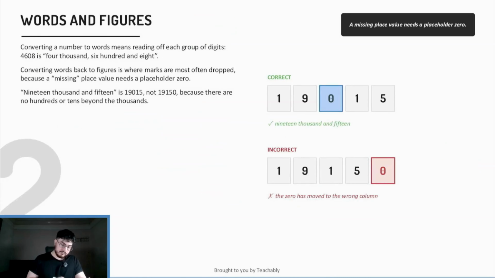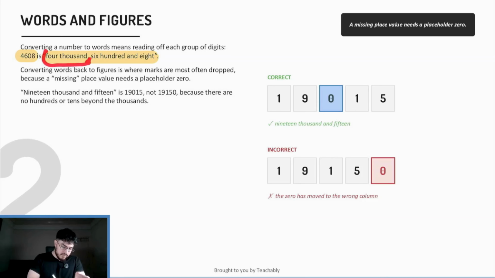Let's move on. So words and figures. This is very important, and it's all in the wording. So converting a number to words means reading off each group of digits. So we have to be very careful as to what we are hearing. So this number right here, I'm not going to read it out just yet. This number right here was converted from a phrase, and that phrase was this one right here. So let me take this phrase and let me convert it.